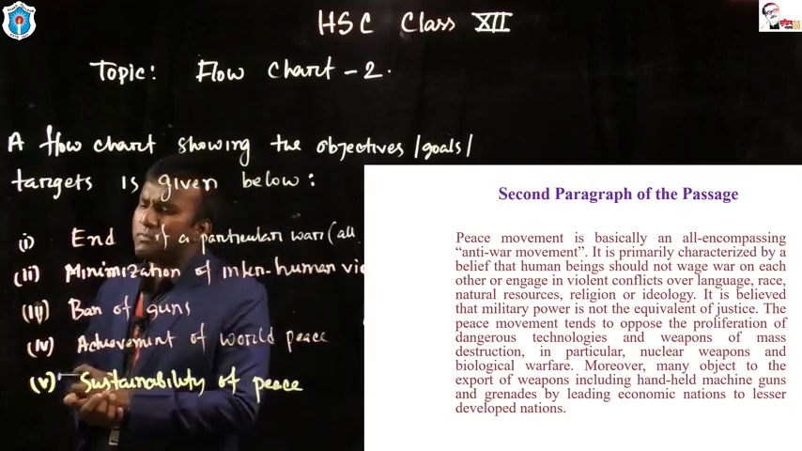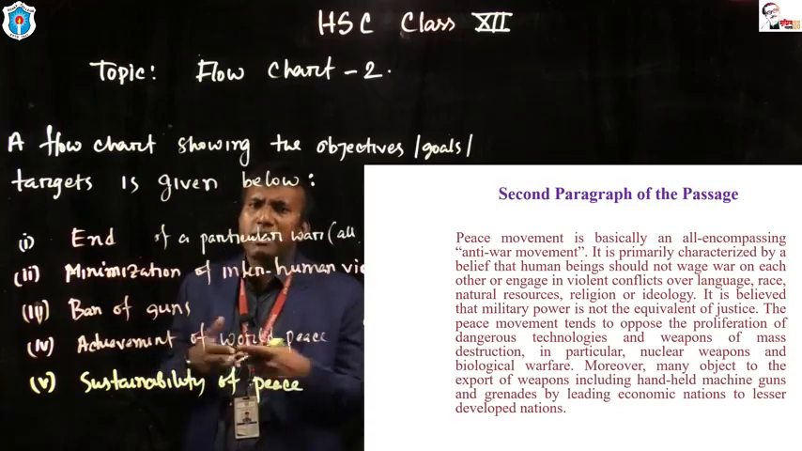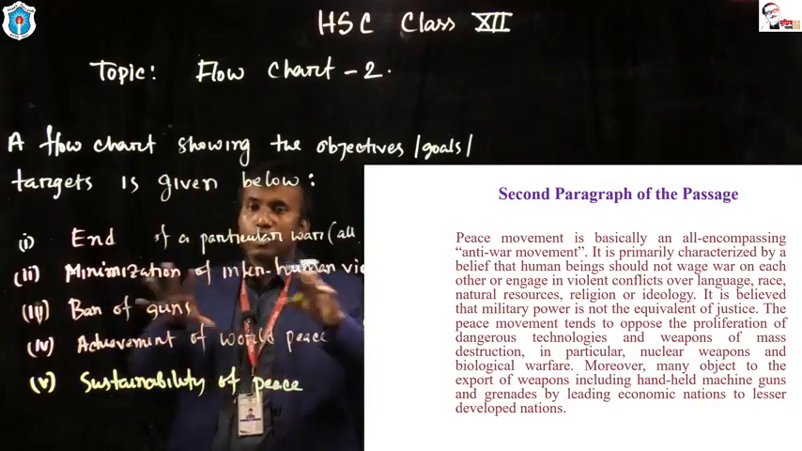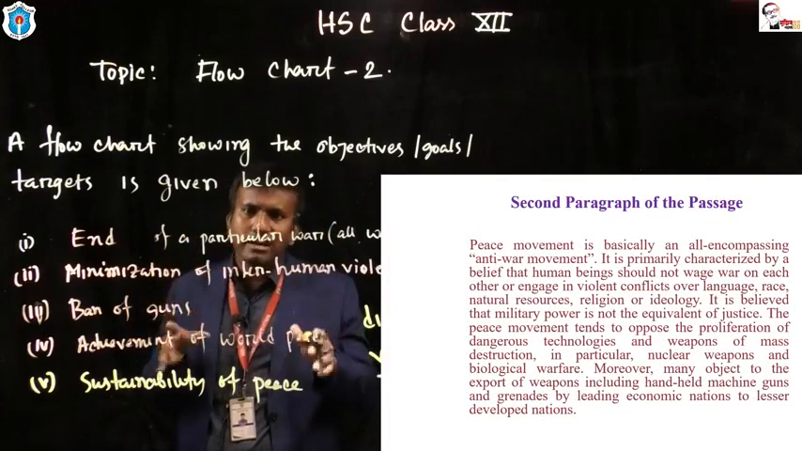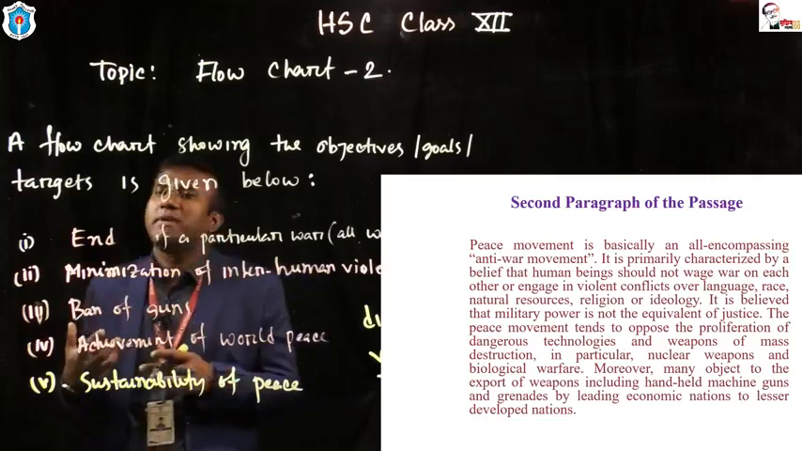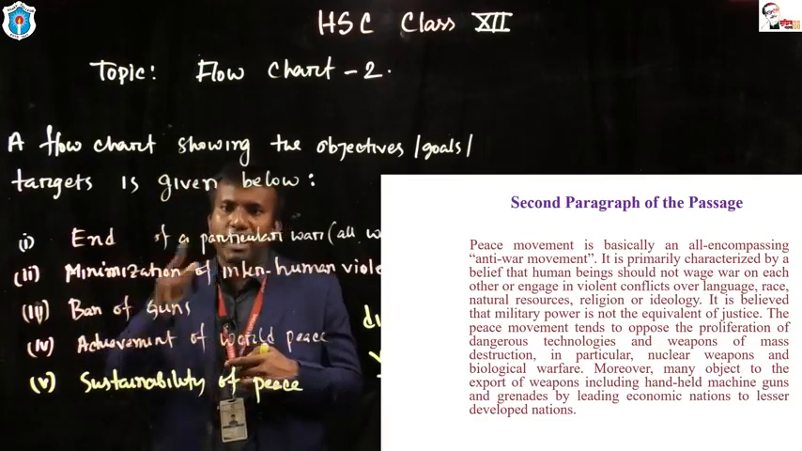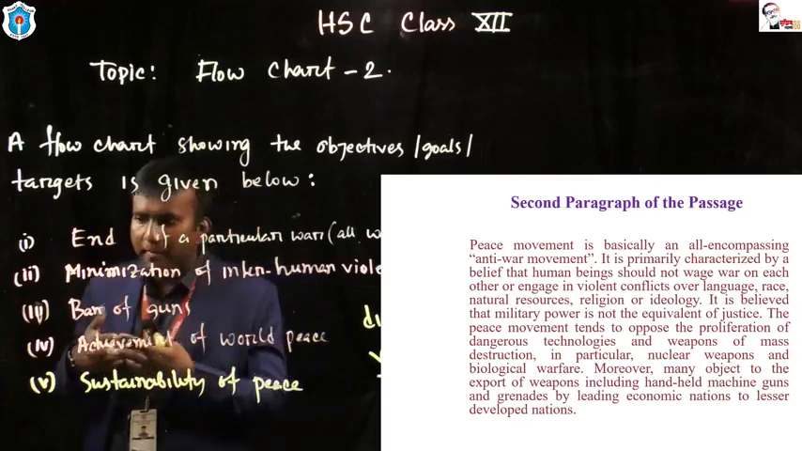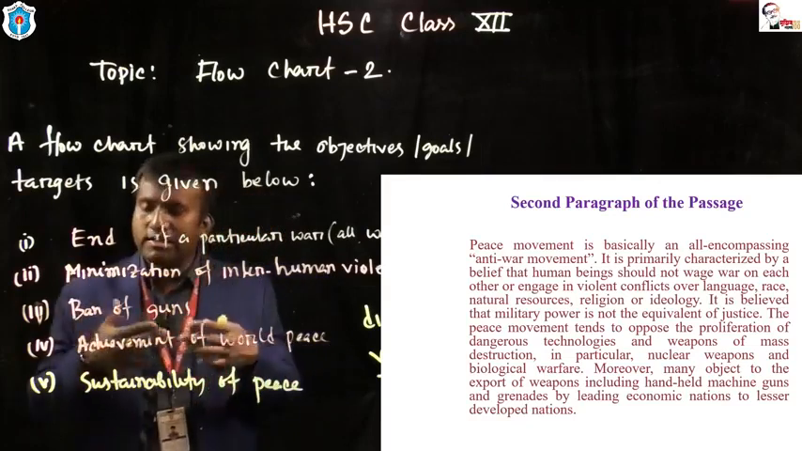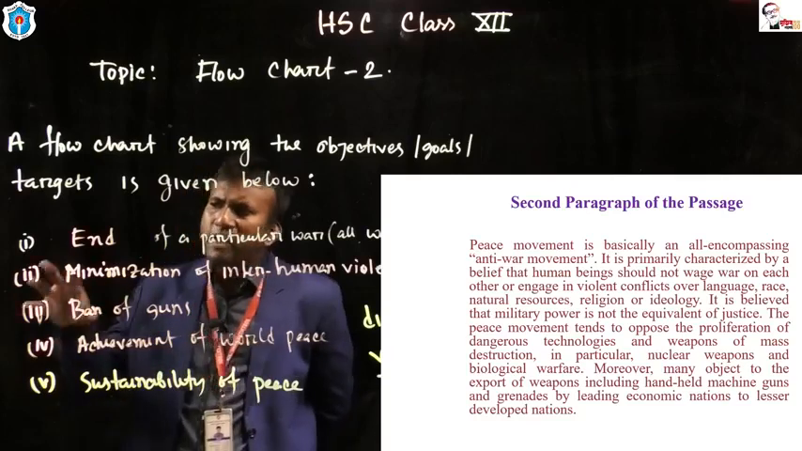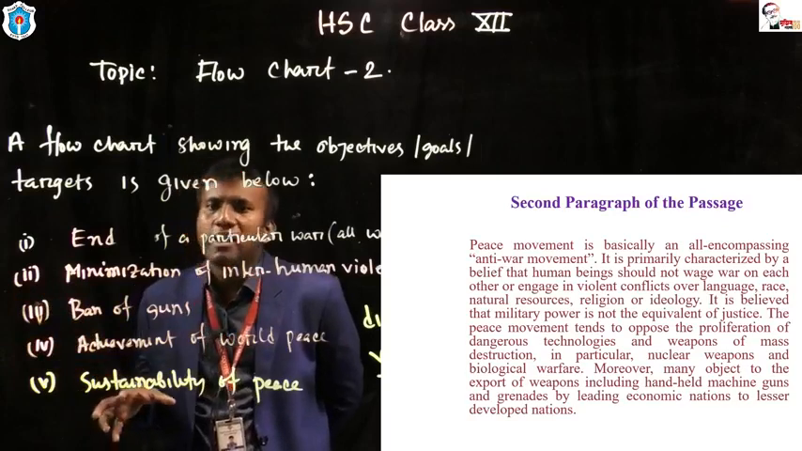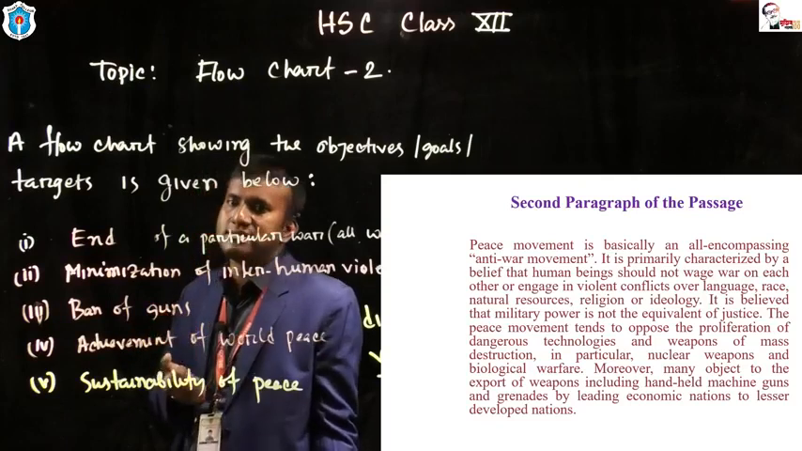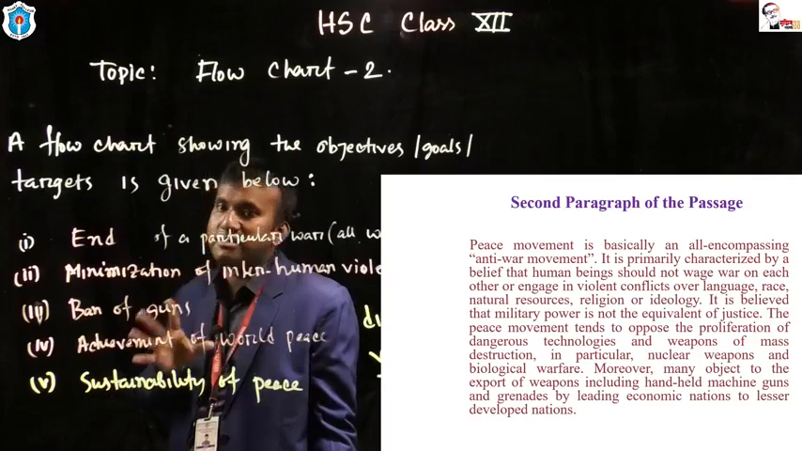It is primarily characterized by a belief that throughout the world, human beings are fighting with one another. Human beings are involved in different violent activities. Throughout the world, most human beings have a tendency to get themselves involved in violent activities. And for this reason, there are some issues. These issues can be language, race, natural resources, religion, and ideology. Depending on these issues, human beings very often get themselves involved in violent activities. But the peace movement doesn't support it.